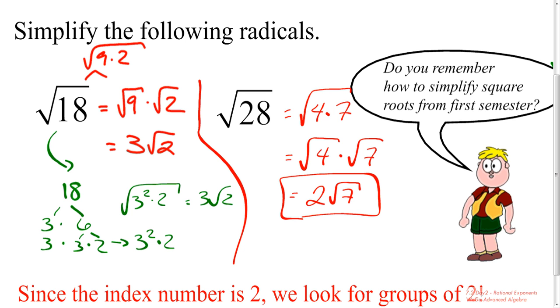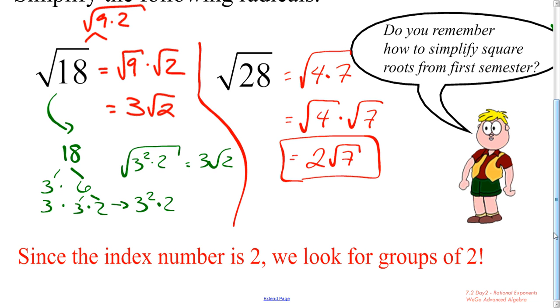Okay. So again, remember what you're trying to do is, since the index number is 2, that's going to be the groups of 2. You're going to look for numbers that happen twice. So like in this case, actually, you would break this down. You could also break this down into 2 squared times 7. And so anything that's squared, you can say, okay, that comes out.